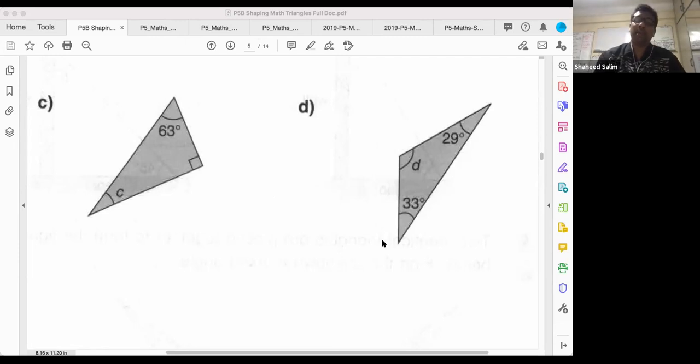180 minus 33 minus 29 is 118. Well done. Okay, we are moving on. Because if dreaming, how? Don't dream, please, boy. You can dream after this.